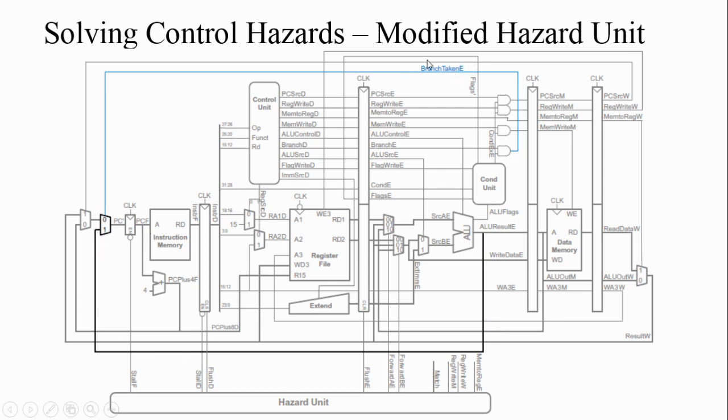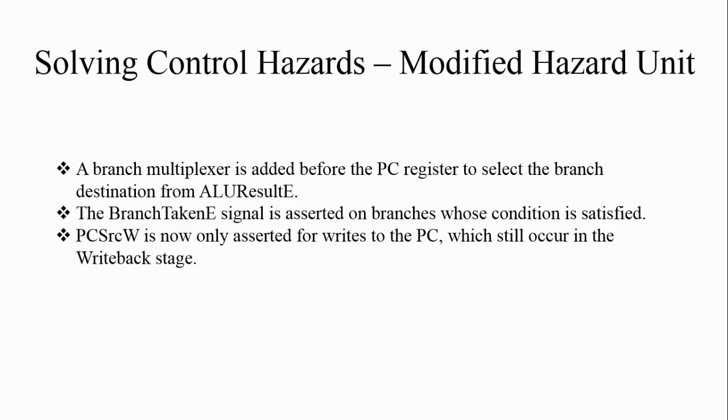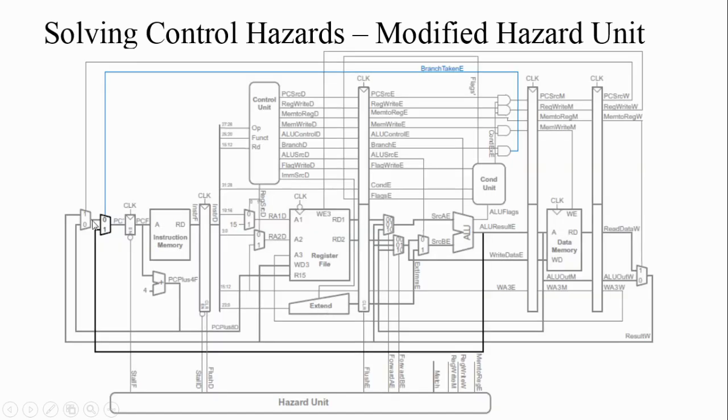So these two are the modifications you have made in the hazard unit in order to incorporate the earlier branch prediction. For earlier branch prediction, you are using this signal and one additional multiplexer. One additional multiplexer and one branch signal, these two you are adding.